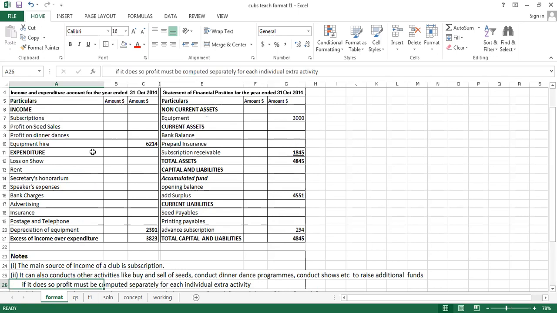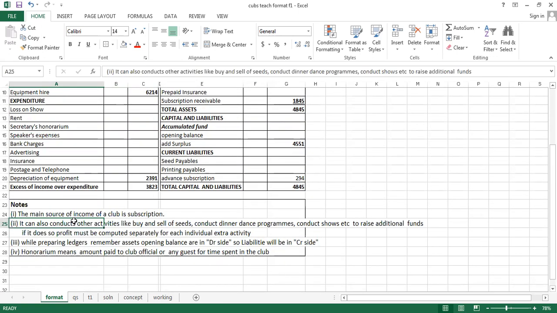So here also in this question, you will see that subscription is the main source of income, which is in the income section. Now, the second point here is that the club can also conduct different activities other than its normal activity. So it can conduct other activities like buy and sell items, conduct a dance program, conduct shows, etc. to raise additional funds. If it does so, profit must be computed separately for each individual activity.